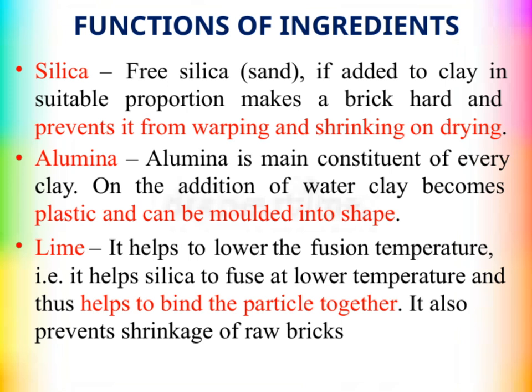Finally, lime helps lower the fusion temperature during firing. This means silica can fuse at a lower temperature, which improves the binding of particles together. Additionally, lime helps prevent the raw bricks from shrinking too much during drying, ensuring the final product retains its intended dimensions. Together, these ingredients work synergistically to produce strong, well-shaped bricks suitable for construction. Understanding their roles helps us appreciate the science behind quality brick manufacturing.